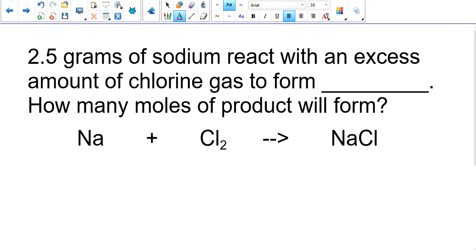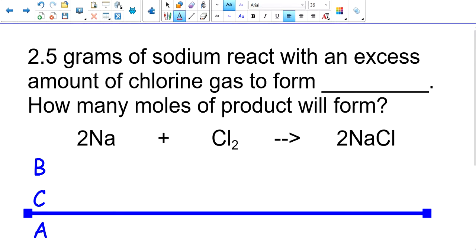When it says how many moles of product, I basically want to know how many moles of sodium chloride are going to form. Well, before I do anything, I need to make sure that this reaction is balanced. Right now I've got one sodium, but I've got two chlorine, so therefore I need to put a 2 over here. That's going to affect my number of sodiums, and so then you can see that this is now balanced just by putting it there. Now I'm ready to start my BCA table.